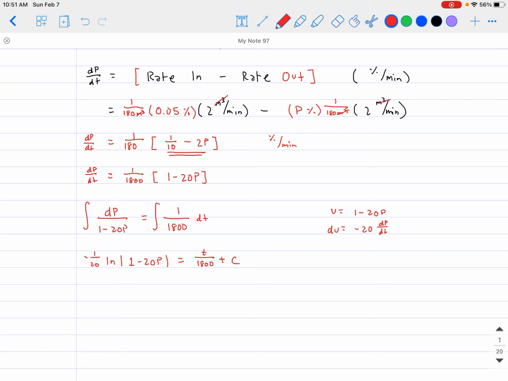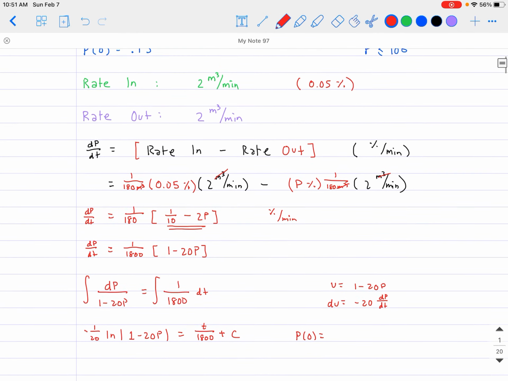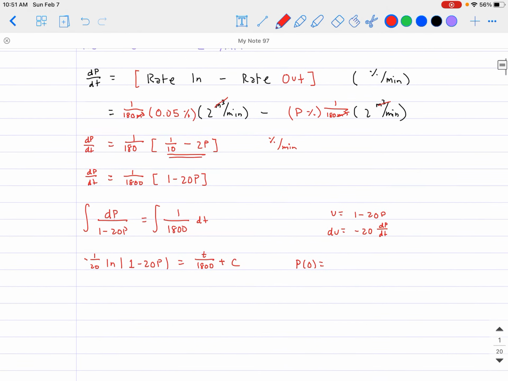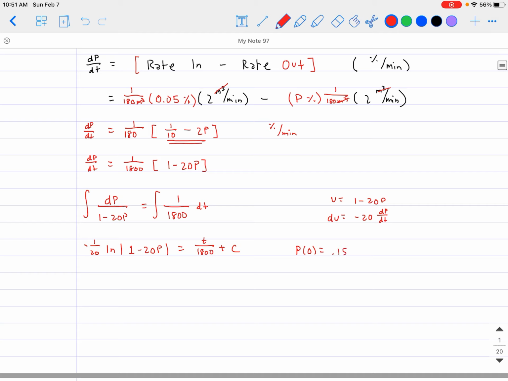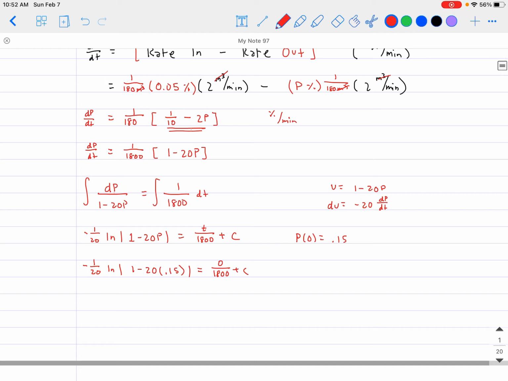At this point, I usually like to solve for what c is equal to, so that we can see more numbers than variables if possible. So p of 0 is equal to the initial amount, which is the initial percentage in there. In this case, that's going to be 0.15. So we're going to take that and plug it into the equation. Negative 1 over 20 multiplied by the ln of the absolute value of 1 minus 2 multiplied by 0.15, is equal to 0 divided by 1800 plus c. And you can see hopefully now that this is where that absolute value makes a difference in the natural log, because otherwise we wouldn't be able to solve for this.